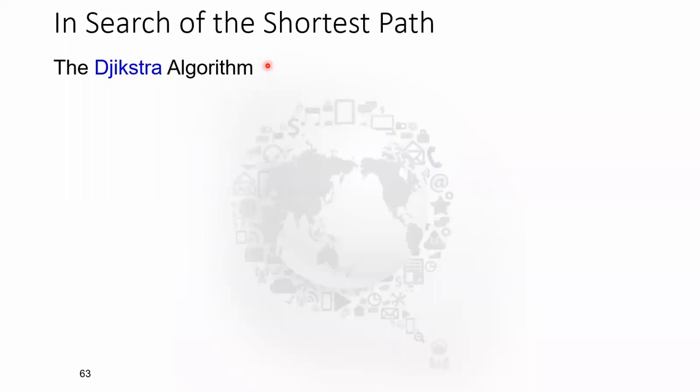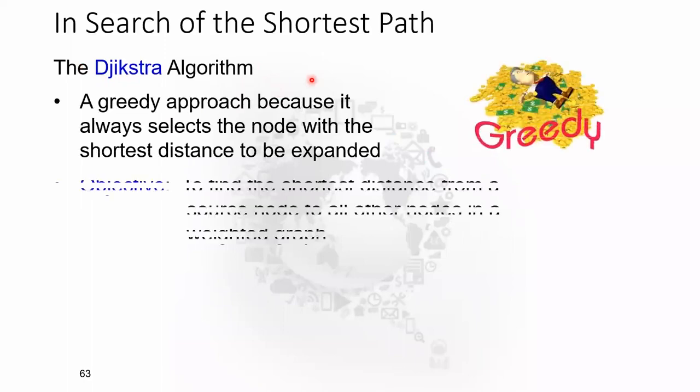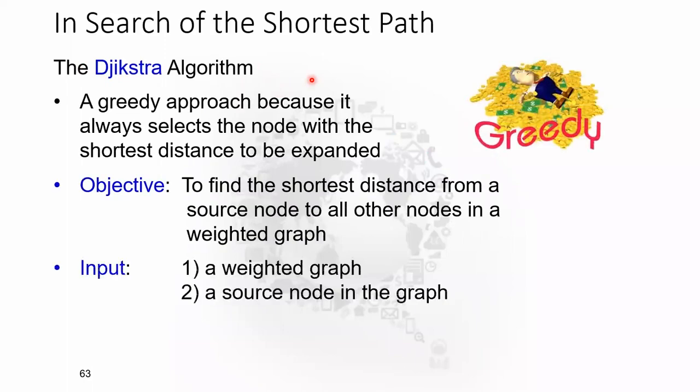So to find the shortest path, you can actually use different algorithms. One, the most popular way to find the shortest path, is always Dijkstra's algorithm. It's a greedy approach, because it always selects the node with the shortest distance to be expanded. Dijkstra's algorithm was created by Dijkstra himself.